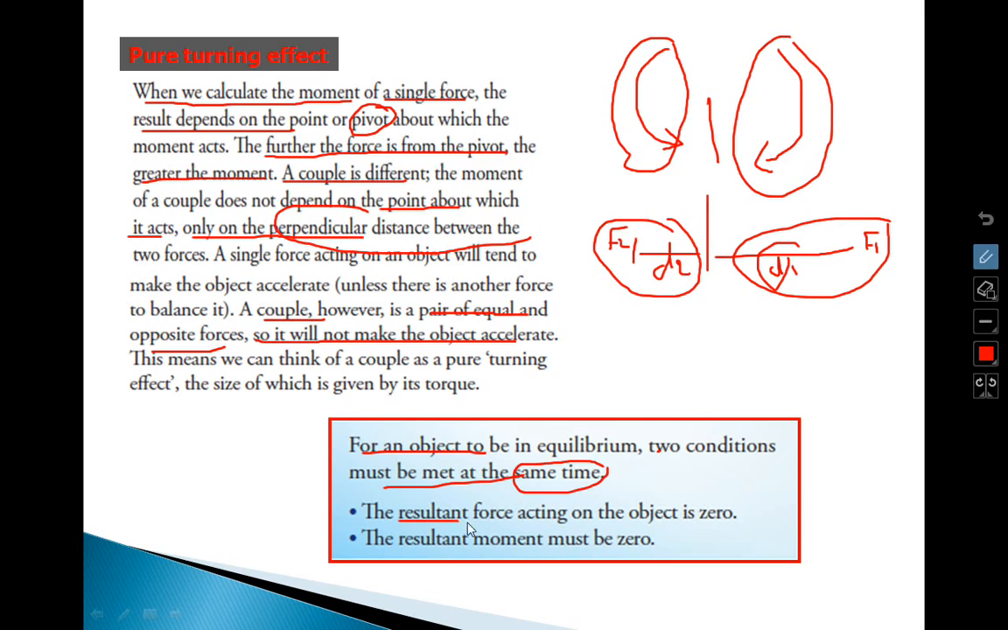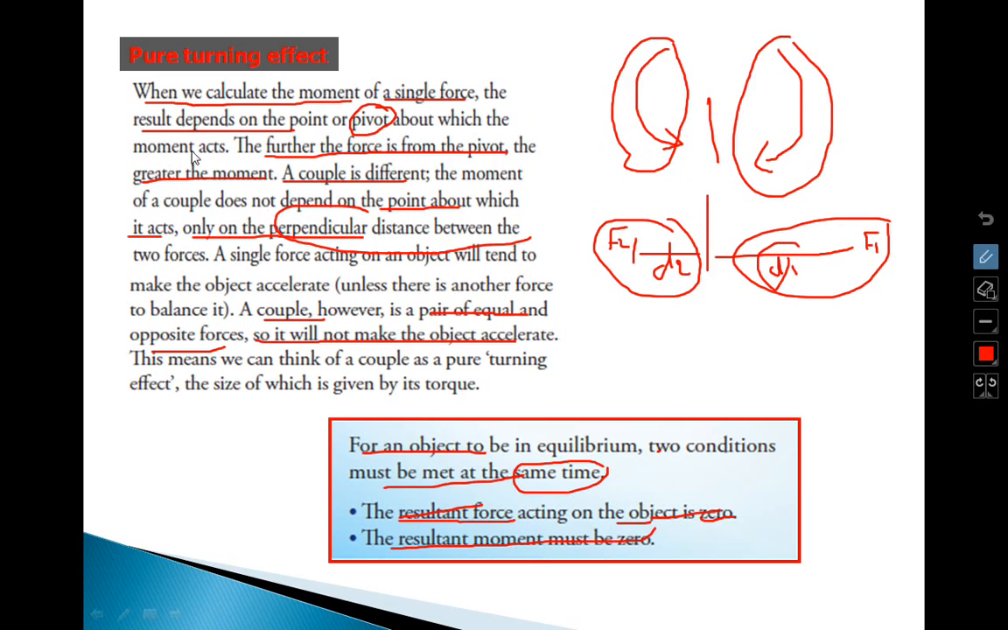First one, the resultant force acting on this object is what? Zero. And the second one, the resultant moment must be zero. So for any object to be in equilibrium, there are two conditions that must be met at the same time. Resultant force is equal to zero. Resultant moment is equal to zero as well.